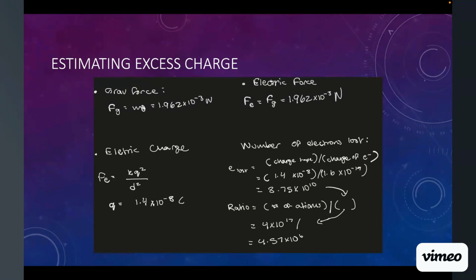And then to find the electric charge, we use the electric force formula. We plug in our values, and then we find our electric charge in coulombs. From there, we can find the electrons lost by dividing the charge of the tape by the charge of an electron, which is given to us. Then we can find the ratio of the number of atoms to the electrons lost, and all these numbers will be compared to our GlowScript code.